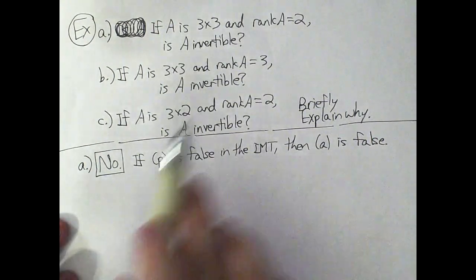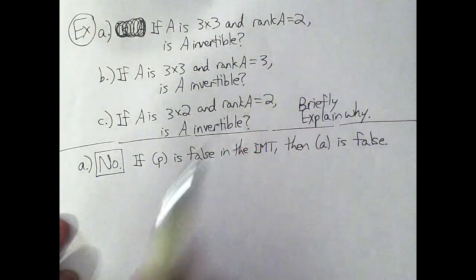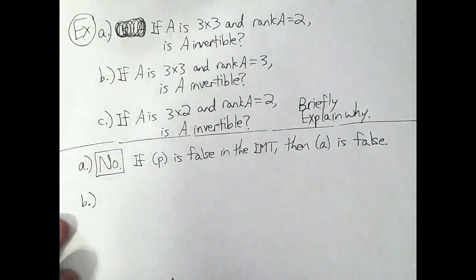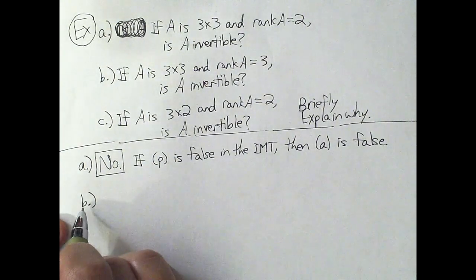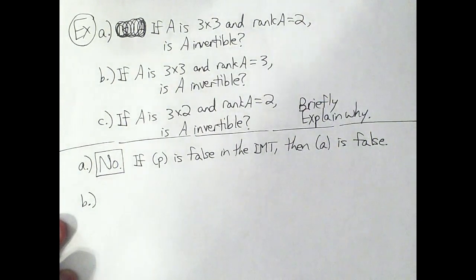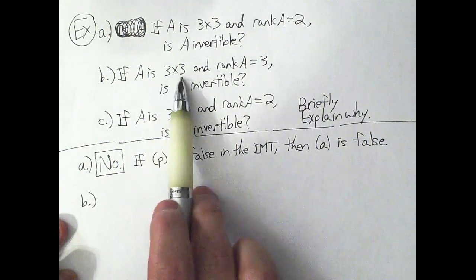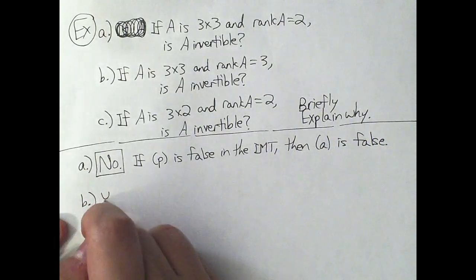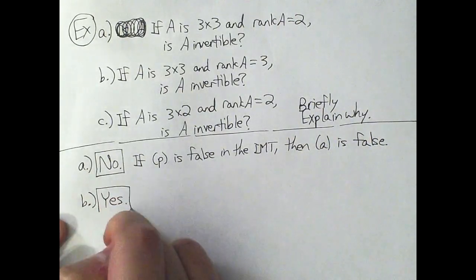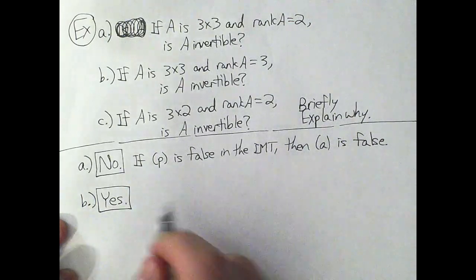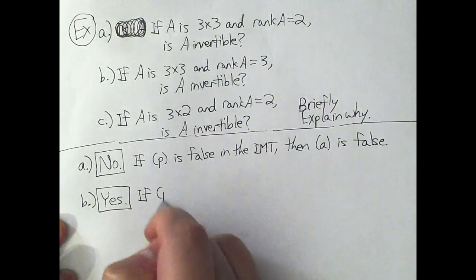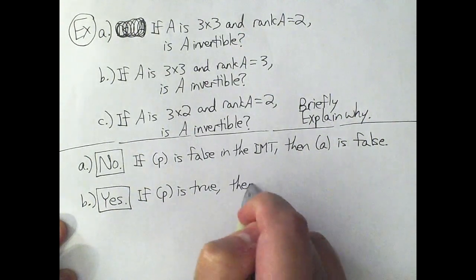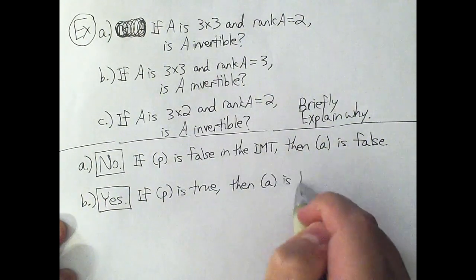Okay, that's cool. The rank wasn't big enough. The rank was too small. That's one way to think of it. Oh, I guess that kind of leads us into part B then. Matrix is 3 by 3 and the rank is 3. Is A invertible? Yes. Because if statement P is true, then statement A is true.